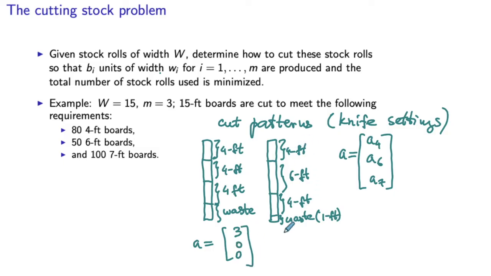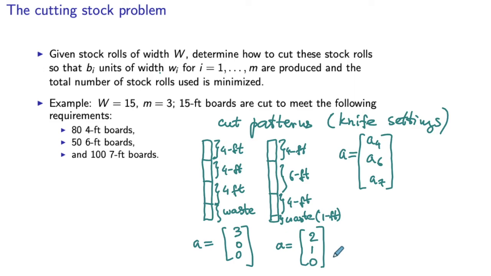Now for this example, our cut pattern is given by the vector A, where A4 is equal to 2. So we have two 4-foot pieces. Then we have one 6-foot piece, and we have no 7-foot pieces.